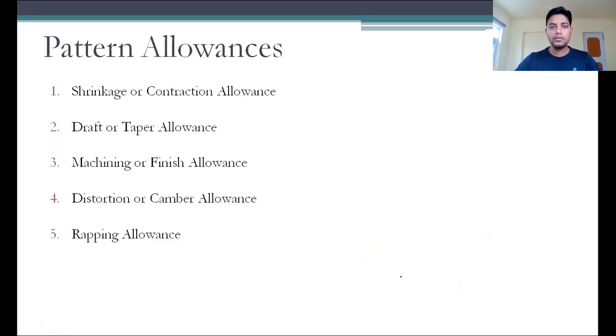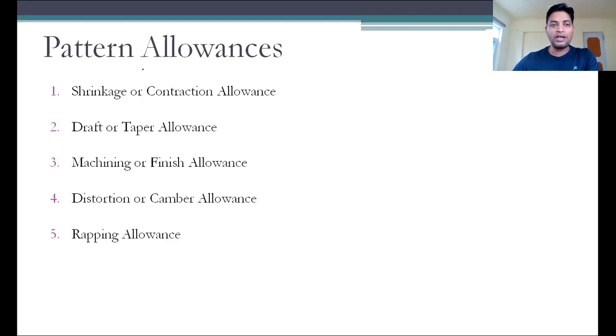Okay, so next is what are the allowances that we can use. So there are basically five allowances. These five allowances are not something we can differentiate by name. This is different and this is different, but overall the meaning is the same. Just due to small queries we have divided that into different categories.